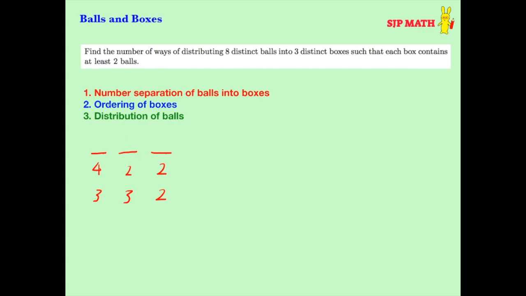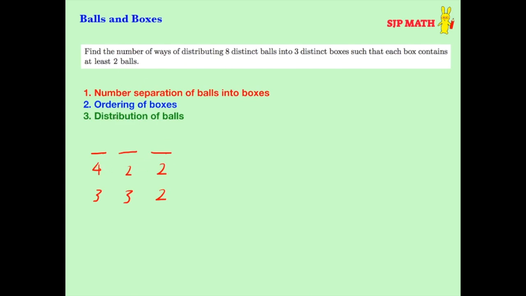Now we have to move on to step 2, where we have to order the boxes. This is going to be a little more complicated. In step 1 we assumed that the boxes are identical, but now in step 2 we have to consider that the boxes actually are distinct and the order matters. So the ordering of 4, 2, and 2 matters. The ordering of 3, 3, and 2 matters. This can be 4, 2, 2 or 2, 4, 2 or whatever.